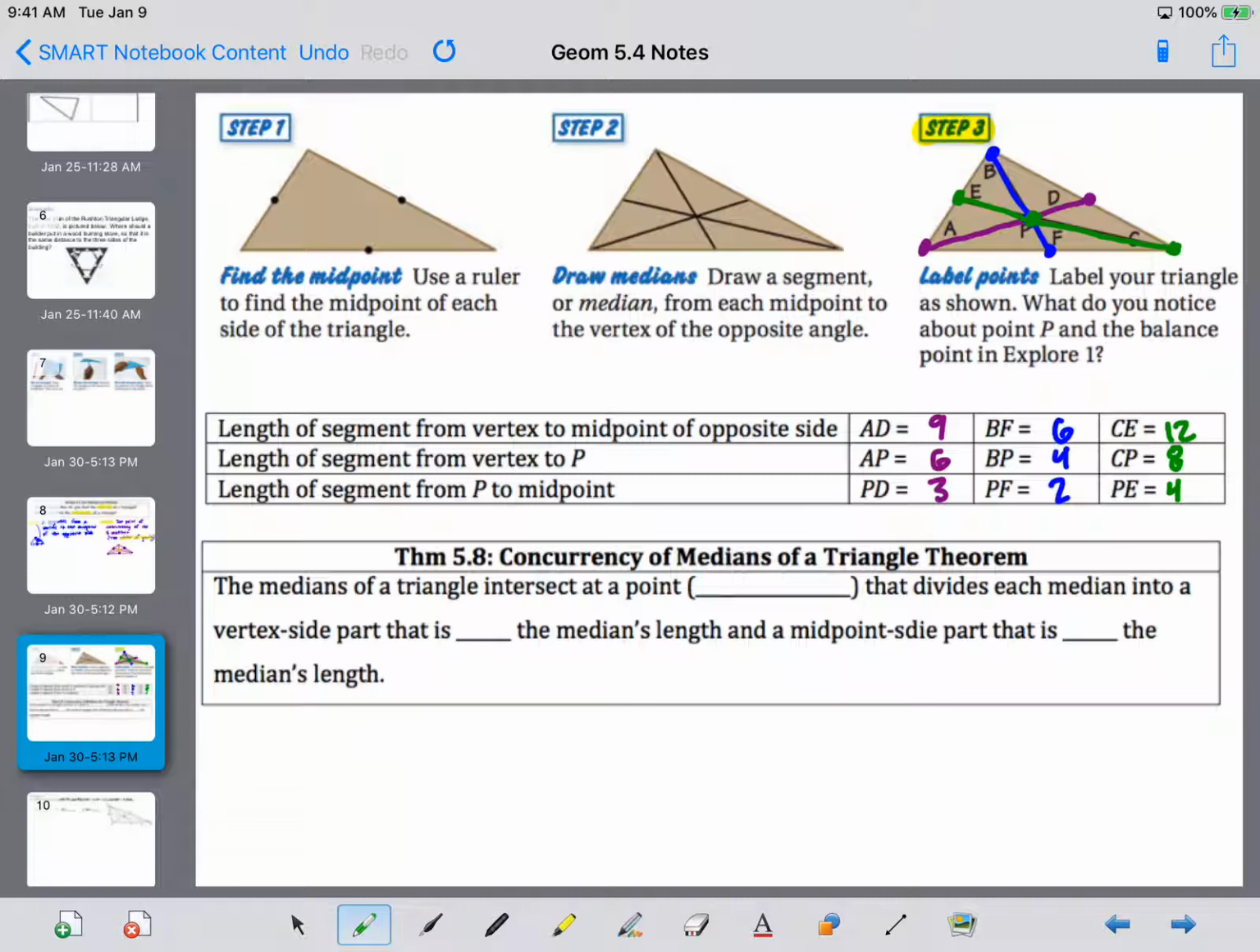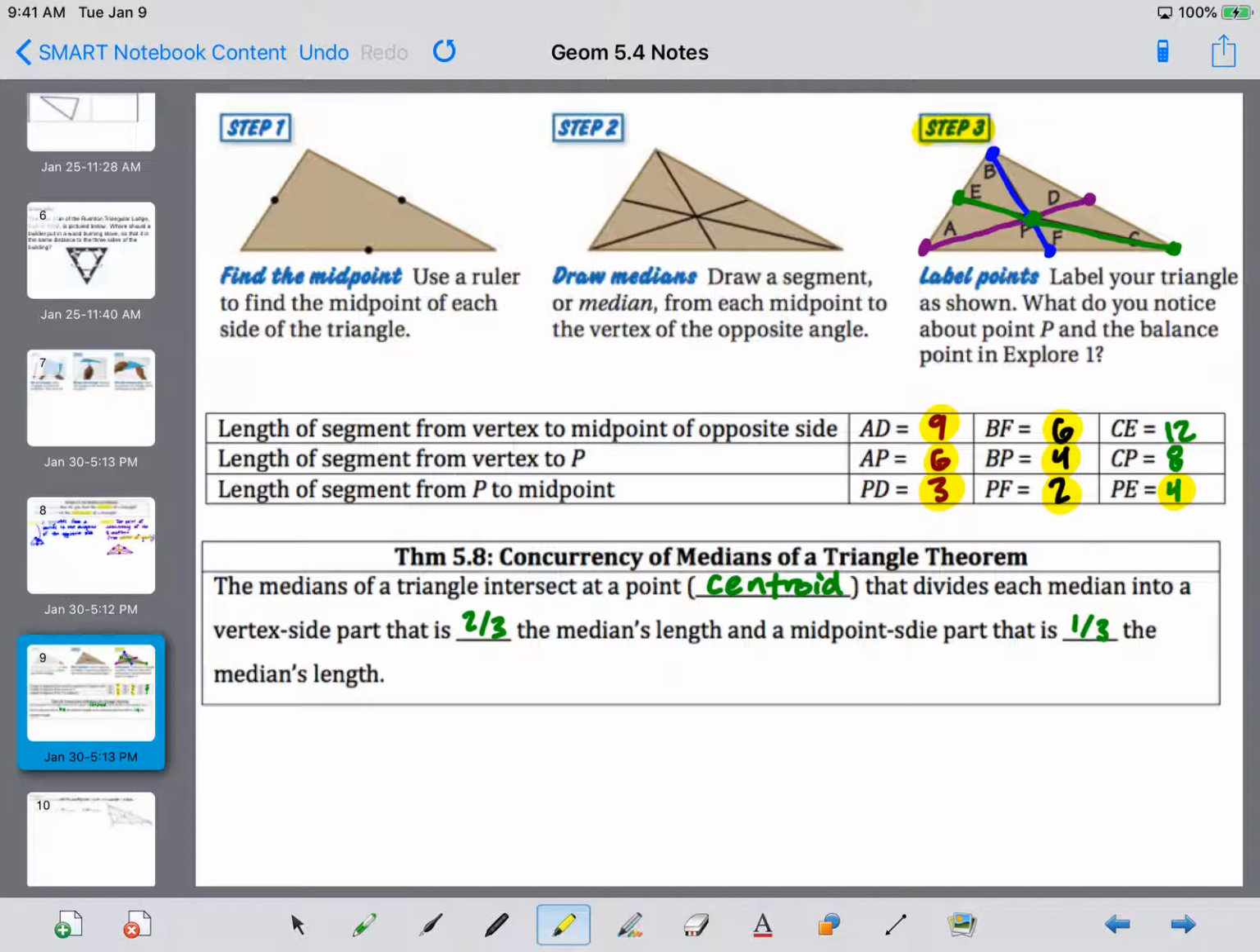Maybe you're starting to see that relationship now. It turns out that the centroid, or that point of concurrency, divides each median into a vertex side part that is 2/3 of the entire median's length and a midpoint side part that is 1/3. So it divides it into a third and two thirds. Like 3 is a third of 9, and then 6 is 2/3 of 9. 2 is a third of 6. 4 is 2/3 of 6.